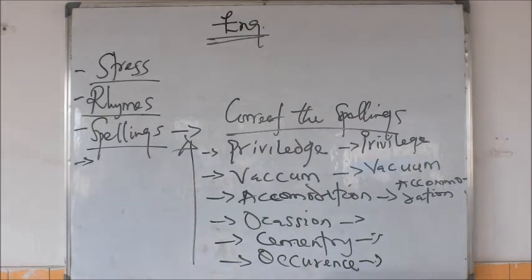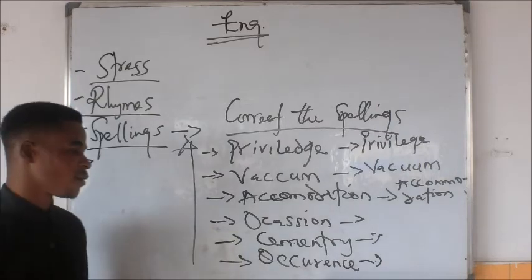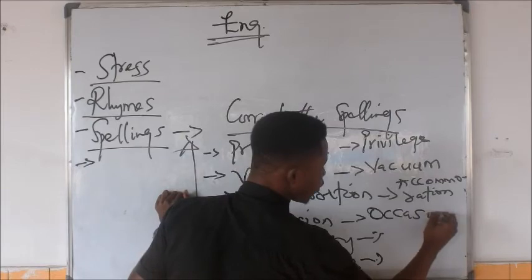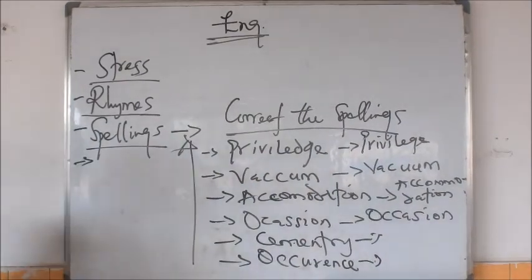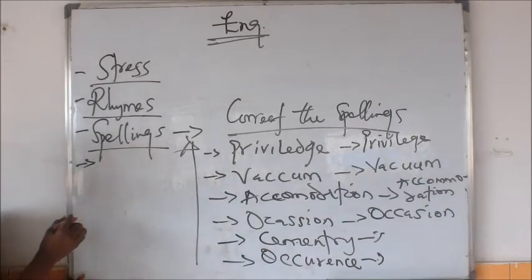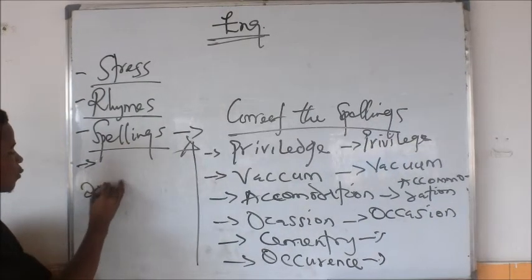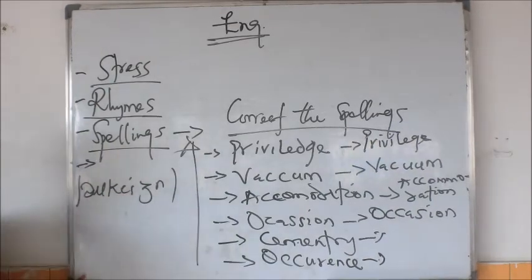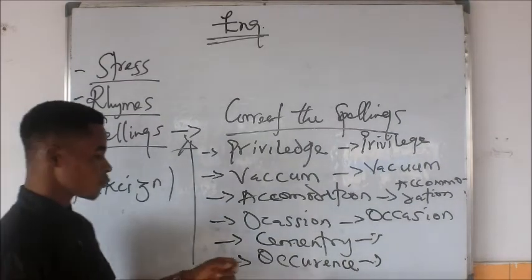Can someone spell it? OCC ASION. OCCASION. Now this is pronounced occasion. Occasion. Alright? The transcription is O-K, then you have this. Occasion. Alright? Occasion. Number next, what do we have?